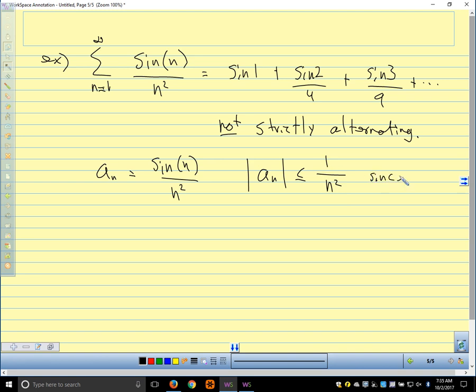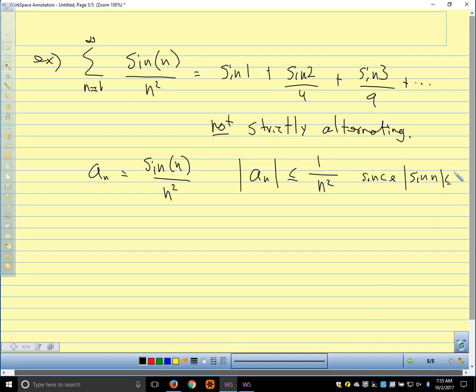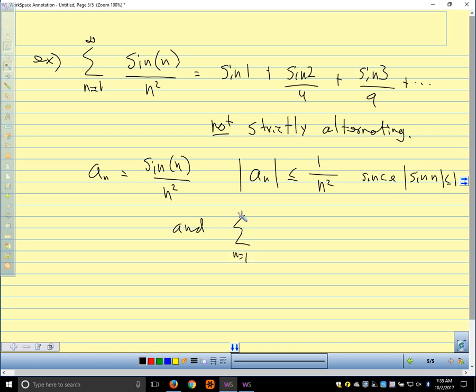Since the absolute value of sine n is less than or equal to 1, and what kind of series is this? That's a convergent p-series. So our original series converges.